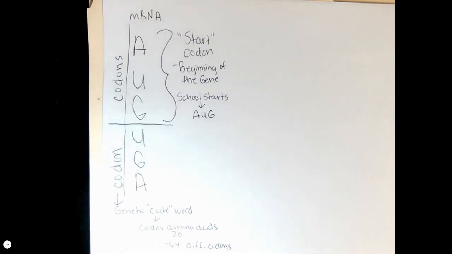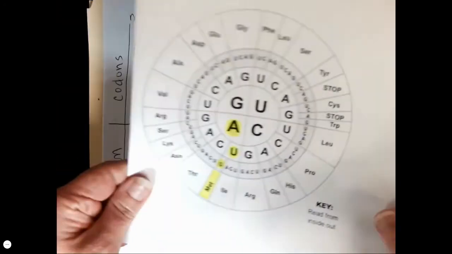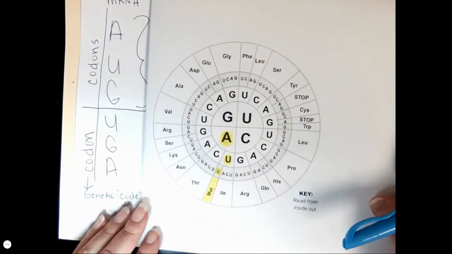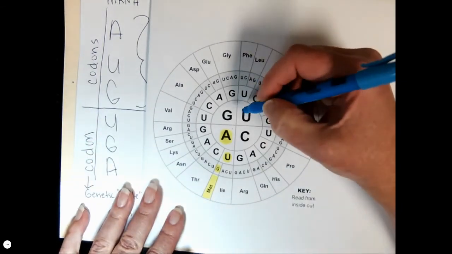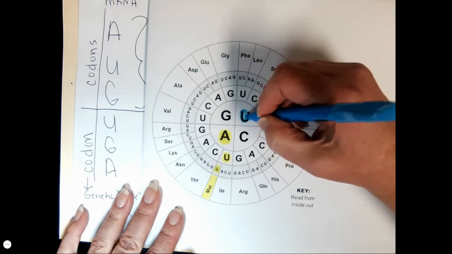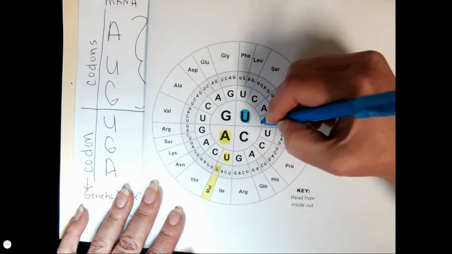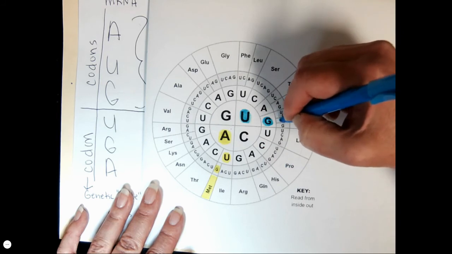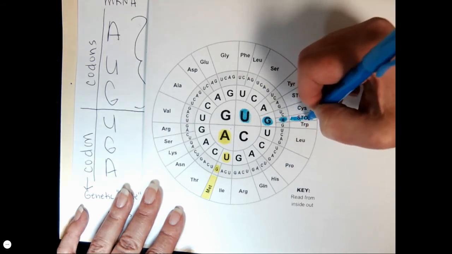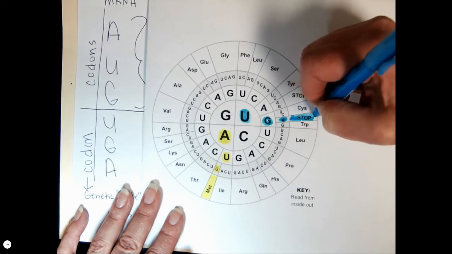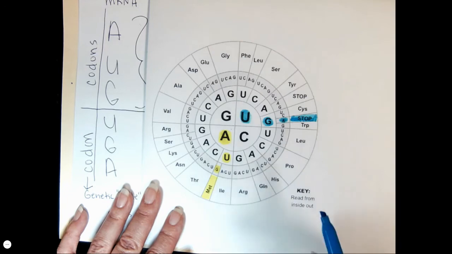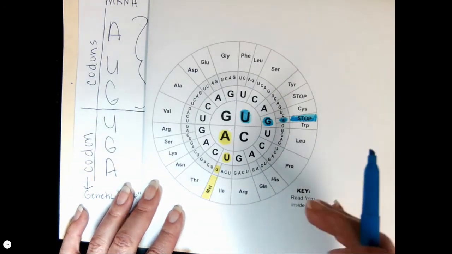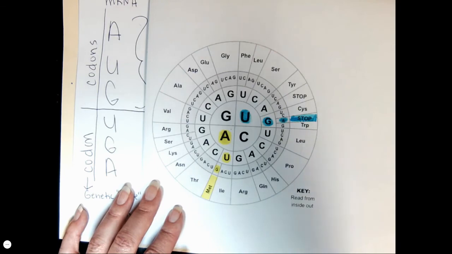All right, so our last practice coming up here with the UGA. So go back to our wheel. U first, second is G, third is A, and then what we have here, we don't have an amino acid. Instead, we have what's called the stop codon, one of 3 stop codons. And it just means that this is the end of your gene. Stop translating here.